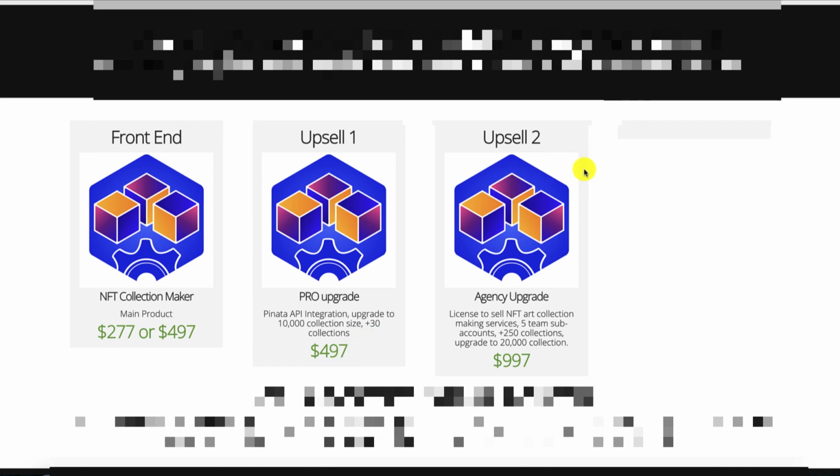Now, Upsell 2 is the agency upgrade, where you get the license to sell NFT art collection making services. You get to add 5 team sub-accounts, and you get 250 collections. This upgrade comes with the 20,000 collection size, going for $997.